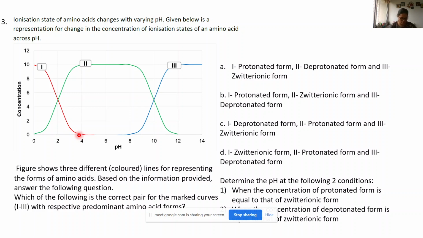That is why this represents a zwitterionic form. And if after that you keep on increasing the pH, it will lead to a deprotonated form. So finally, even the last H will be removed.